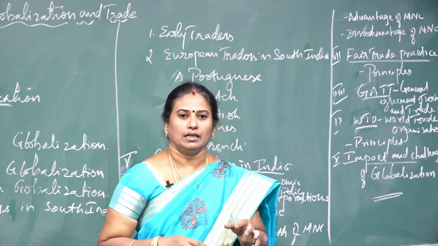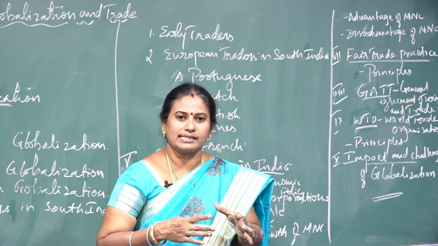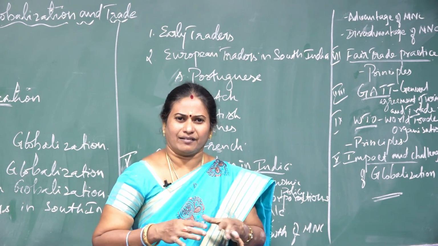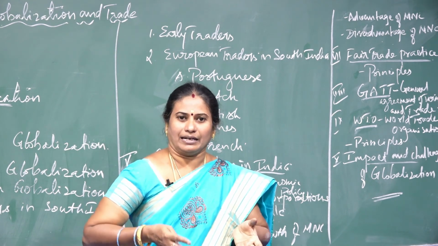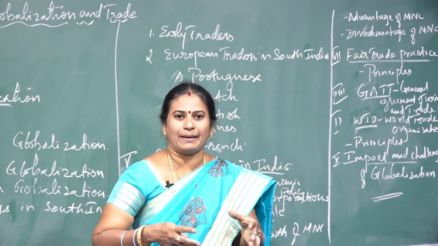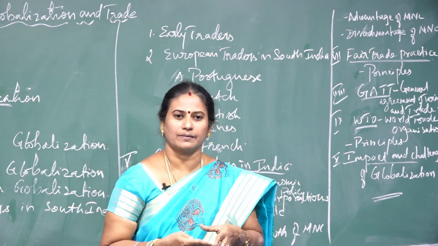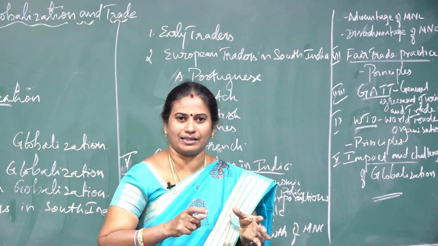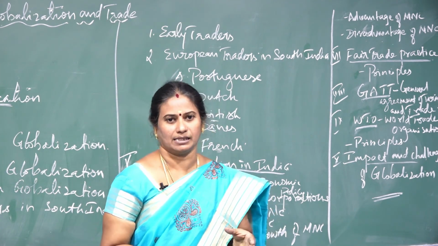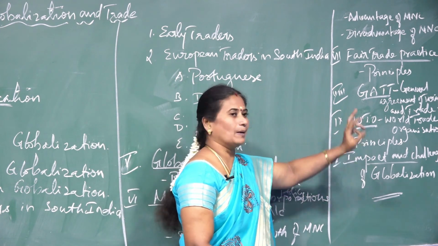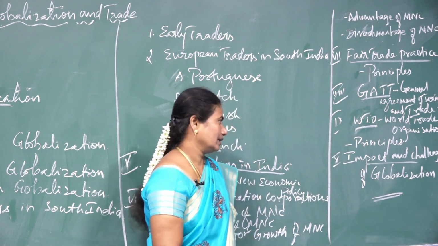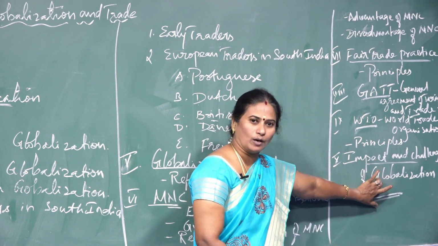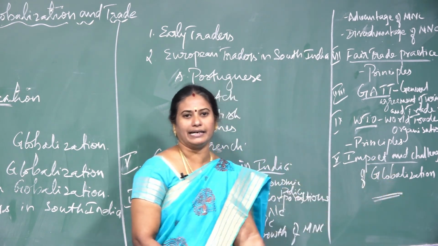The first principle is to set and enforce rules for international trade. It resolves international disputes. Next, it ensures full employment for all persons. It gives importance to the new decision-making process. These are the principles of the WTO. Next, I am going to explain about the impact and the challenges of globalization. This is our last heading.